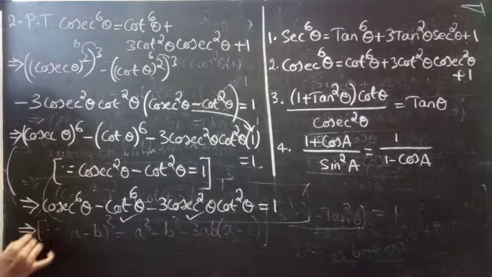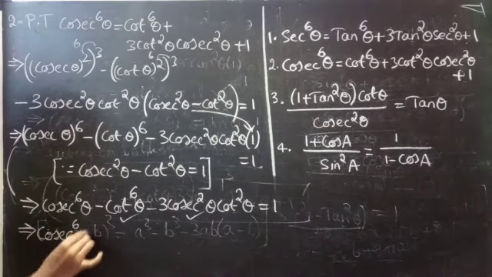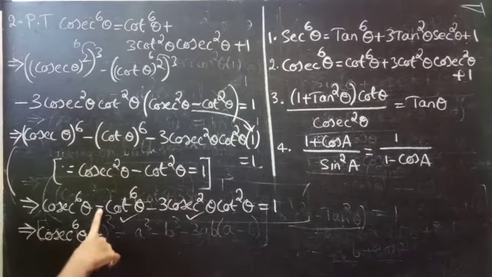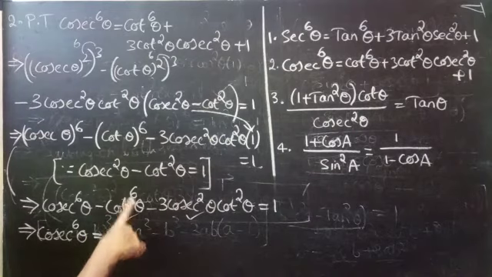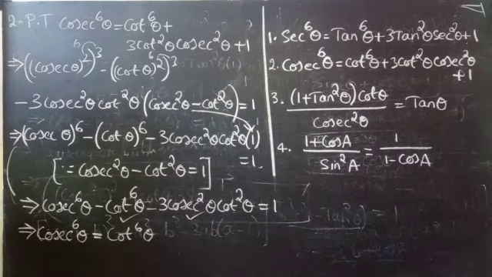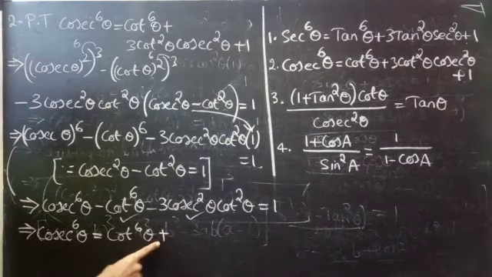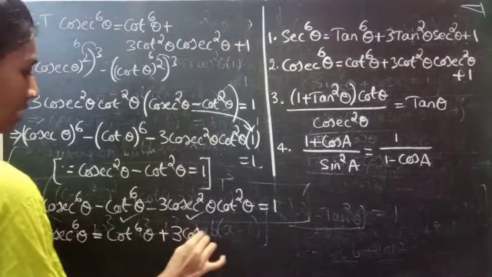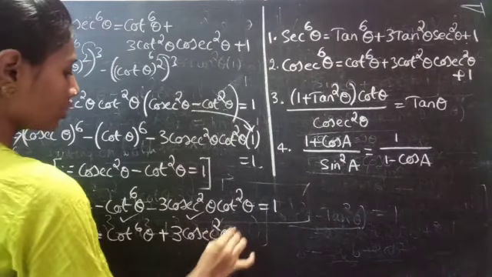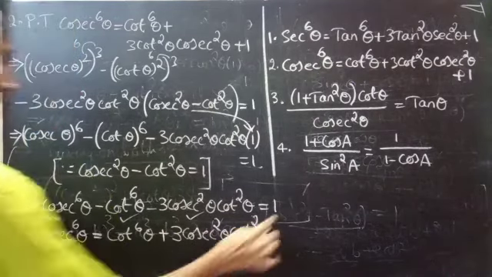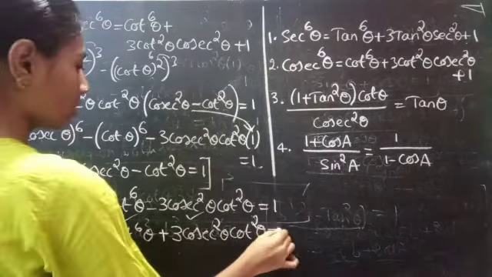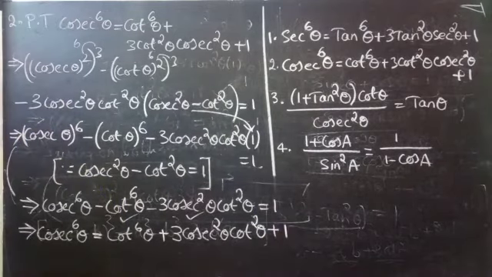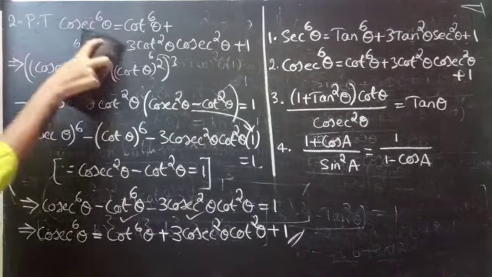So this implies cosecant 6 theta equals minus... If you take this minus cot 6 theta to the right hand side, you will get plus cot 6 theta. Minus becomes plus. And the third term also, minus becomes plus 3 cosecant square theta into cot square theta. Already you are having 1 in the RHS, so you will add 1. So this completes the second identity.